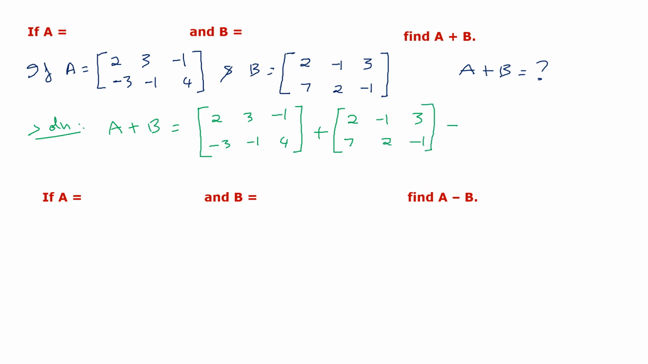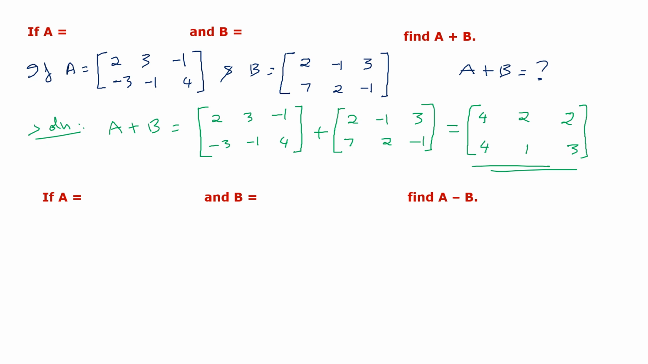So when you add this, what are we getting? It's a direct addition, right? So 2 plus 2 is 4. Then 3 minus 1 is 2. Minus 1 plus 3, what are we getting? Minus 1 plus 3 is 2. Then minus 3 plus 7 is 4. Then minus 1 plus 2 is 1. And 4 minus 1 is 3. So this is the answer.